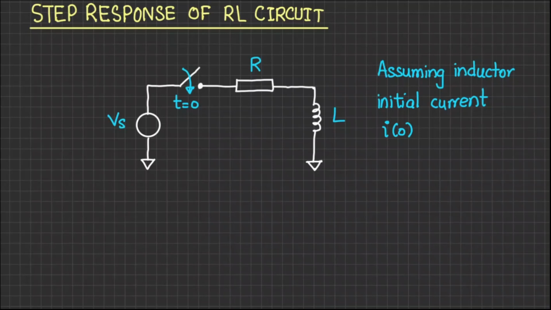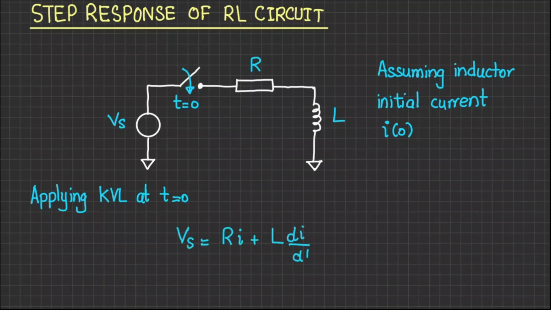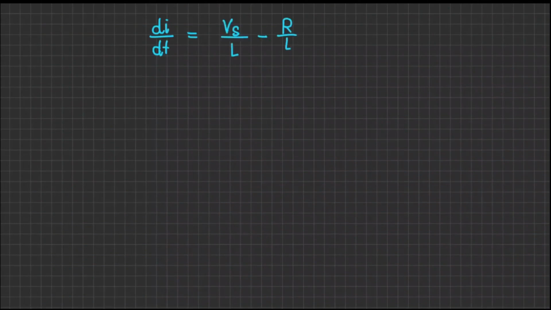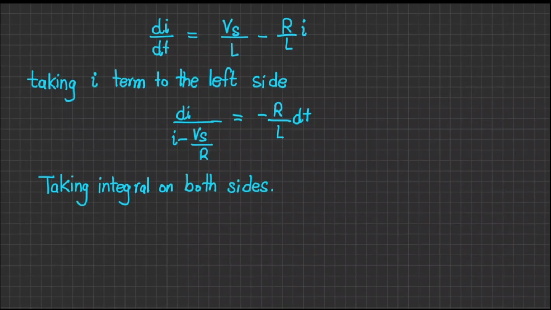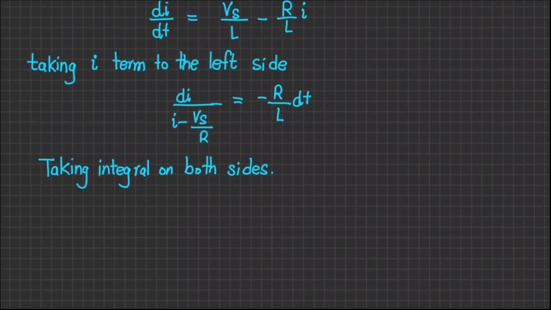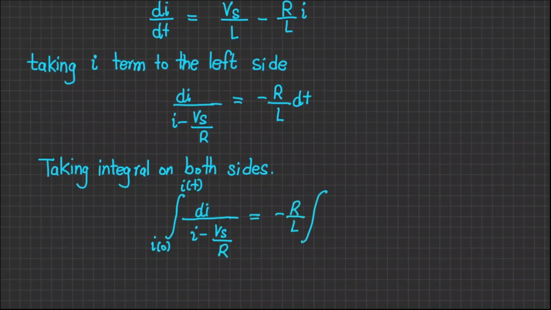At time t equal to 0, the switch closes, and we apply Kirchhoff's voltage law. Rearranging the equation, if we take the i term to the left side, we get the following. Now we will perform integration from time t equal to 0 to time t. Given that the initial current is I0, we will get the following.